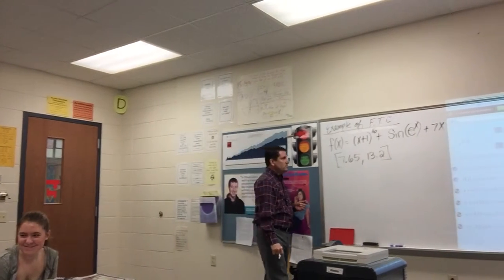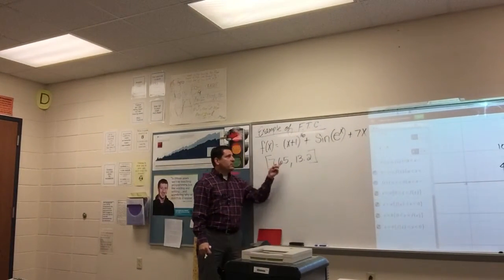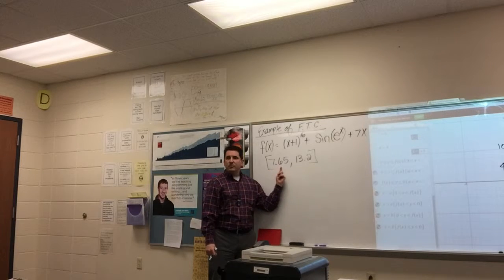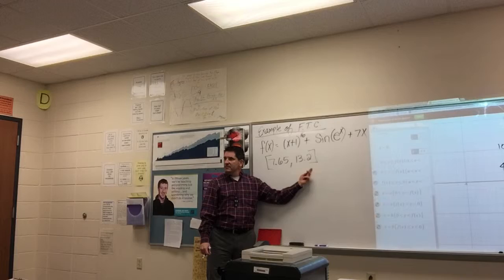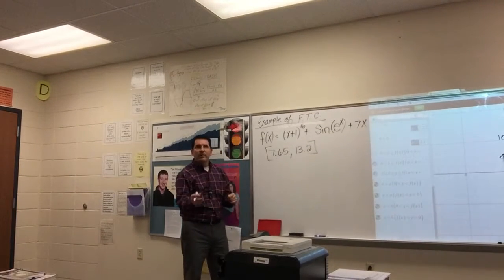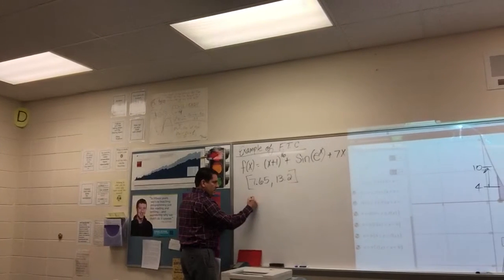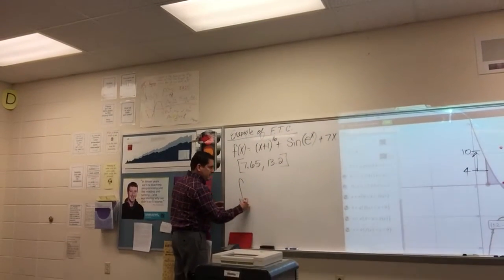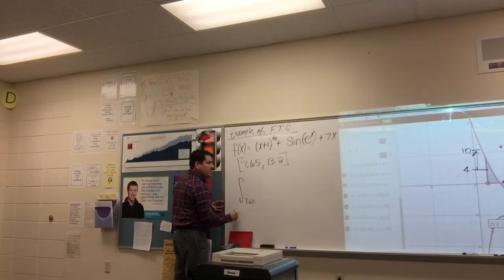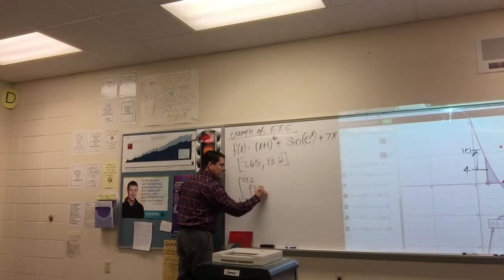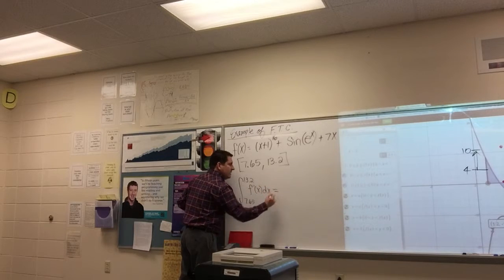Now, what this means is for this wacky function, we're going to find the net change between x equals this and x equals this. And then we're going to prove it on our calculators. So here we go. The integral from 7.65 to 13.2 of f prime of x dx equals.